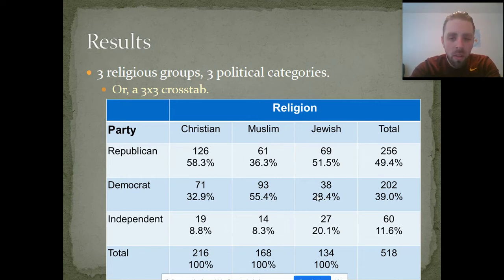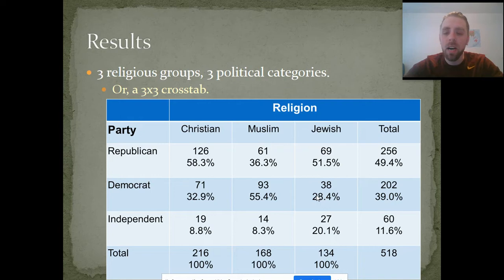Now, there is a fourth column here that I have yet to really discuss, and that is the total column. That's about to become really important. I didn't discuss that on the last page because I just wanted us to get comfortable with marginals. However, let's look at the total. There's 518 people in this sample. 49.4% of any religious affiliation are Republican. 39% of any religious affiliation are Democrat, and 11.6% of any religious affiliation is independent.